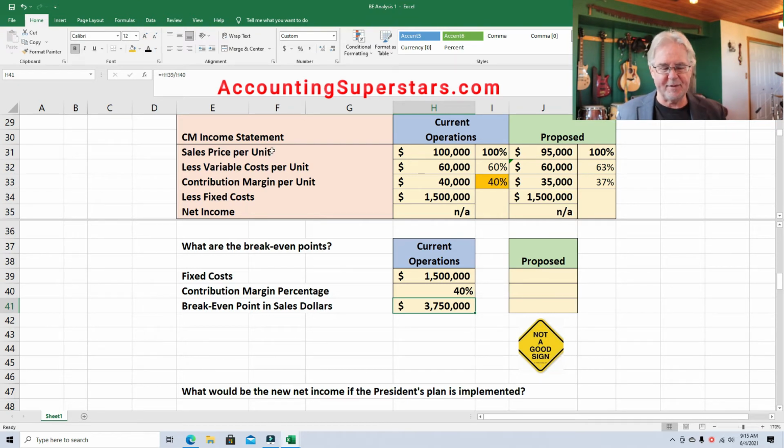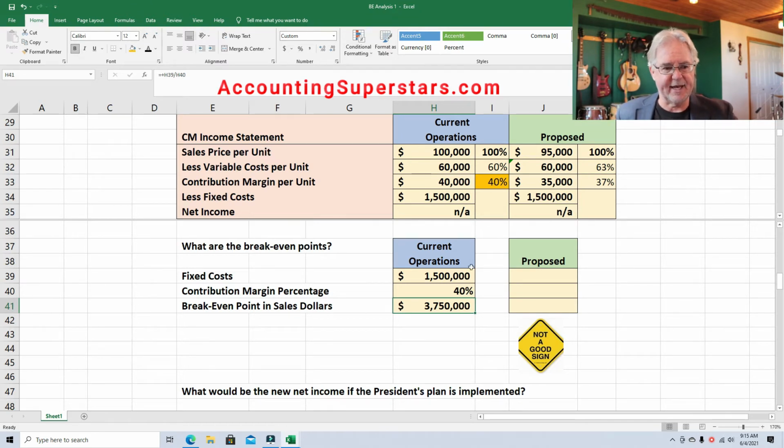So take that 40%, drop it right there, and do a little division, and you get 3.75 million. So what does this mean? What does 3.75 million mean? Well, if the company has sales of 3.75 million under current operations, they will just break even. That is, they won't lose money, they won't make money, they're just breaking even. Now, if they sell more than 3.75 million, then they'll start making a profit. If they sell less, they'll have a loss. So it's the point of break even. It's an interesting number to know.